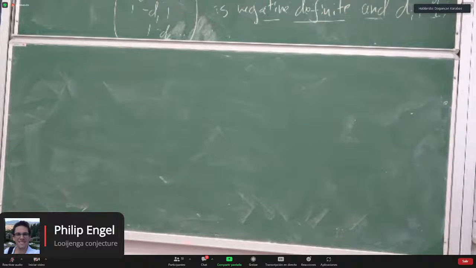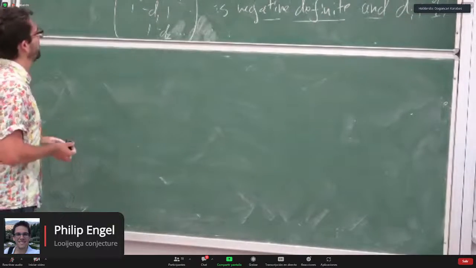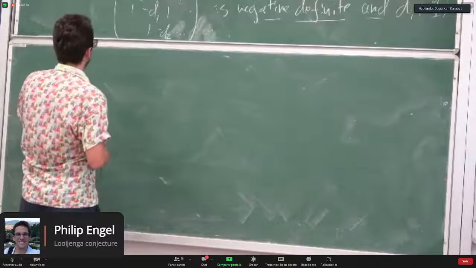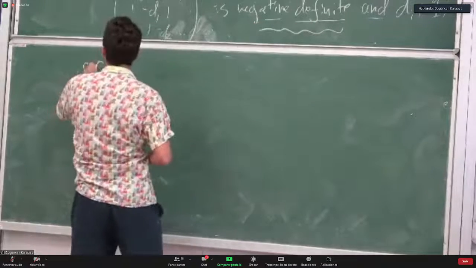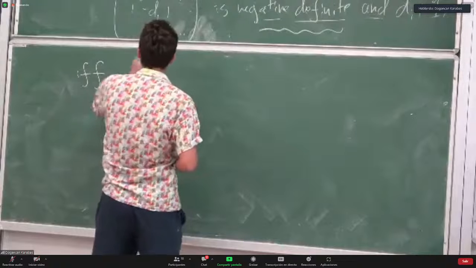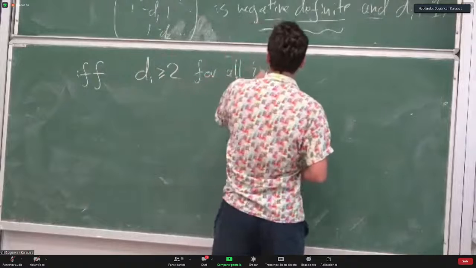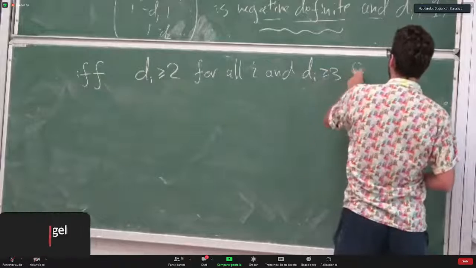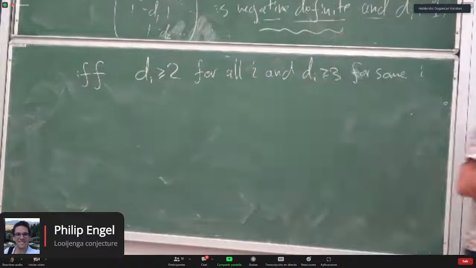Okay, so an exercise for the people that are bored and don't care anymore is that this is negative definite. This condition is negative definite if and only if di is greater than or equal to 2 for all i, and di is greater than or equal to 3 for some i. Okay, so that's the condition that this matrix is a negative definite matrix.